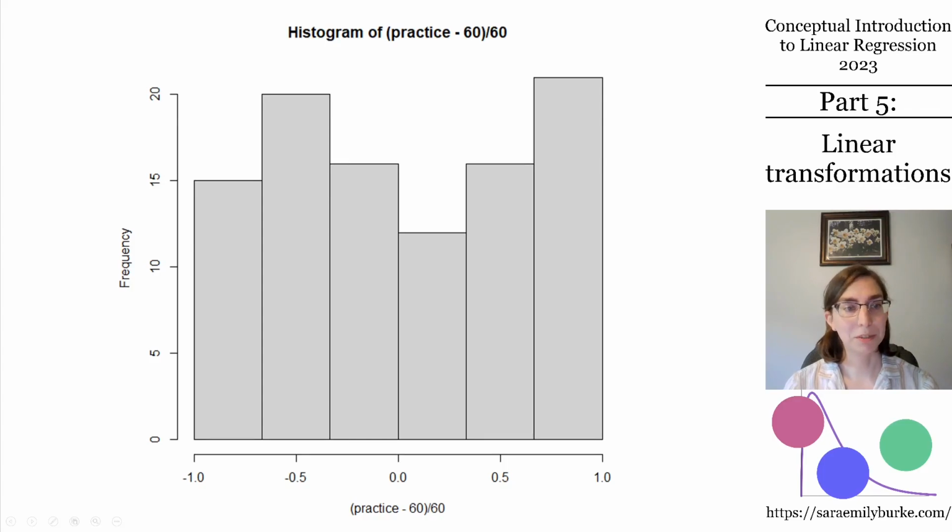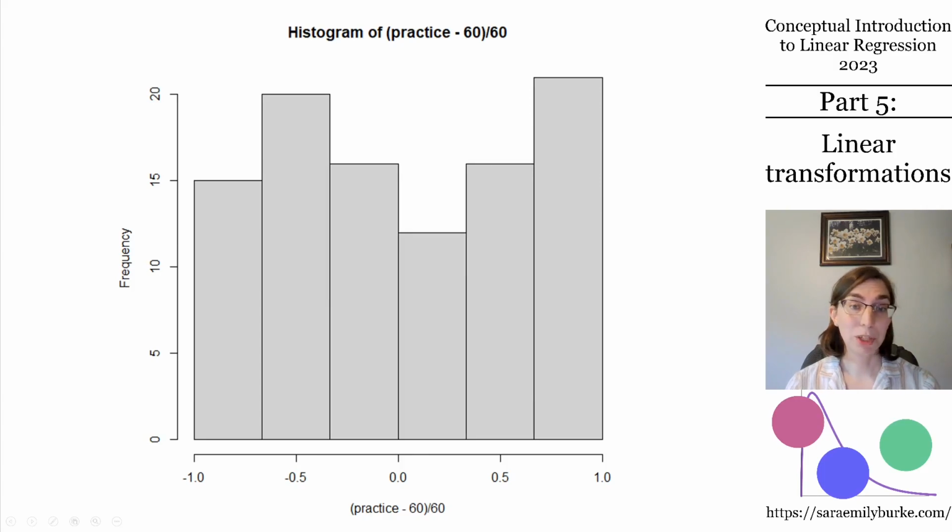Here's that histogram again. All we've done is shifted the units so that now 0 represents 1 hour of practice, and the other numbers count how much more or less than that someone practiced. We just got through looking at a regression model where the units were 1 hour. With this new variable, will the slope be the same or different?